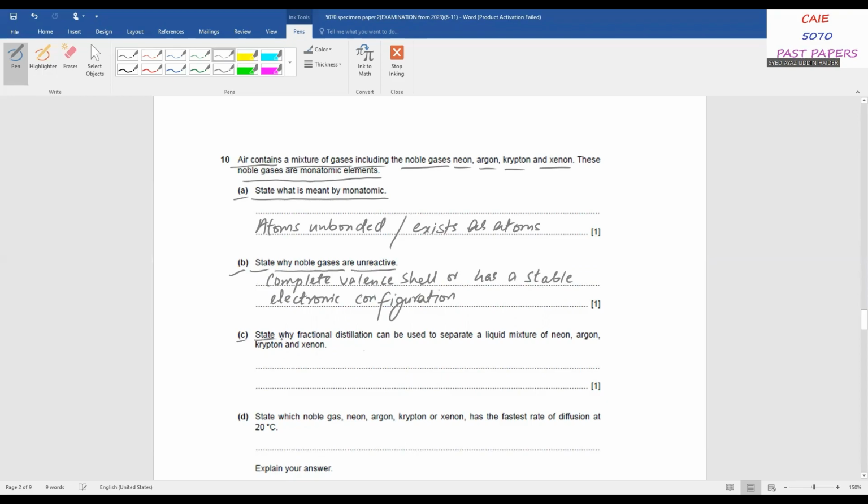C. State why fractional distillation can be used to separate a liquid mixture of neon, argon, krypton, and xenon. Very easy, they have different boiling points, because the theory is based on the different boiling points of liquids.